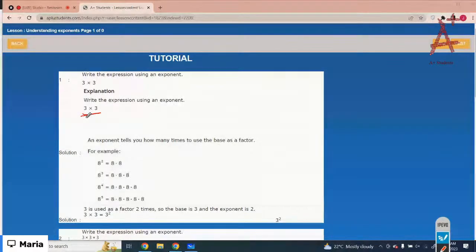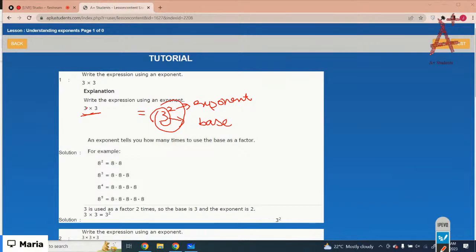3 times 3 means basically you have to understand the exponents, so you can write 3 times 3 as 3 square. That means the 3 square is exactly equal to this one. That means 3 is multiplying twice, that means 3 times 3. This is the base and the power is the exponent. So you have to multiply 3 two times. It would be 3 times 3.